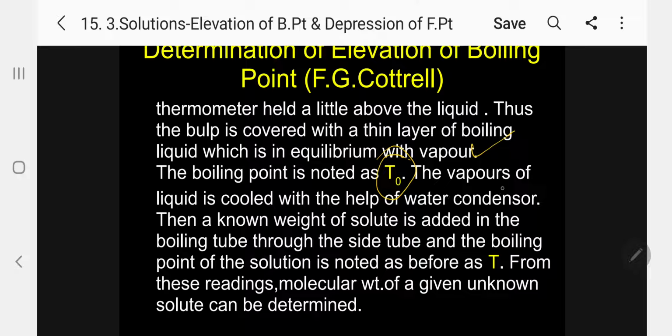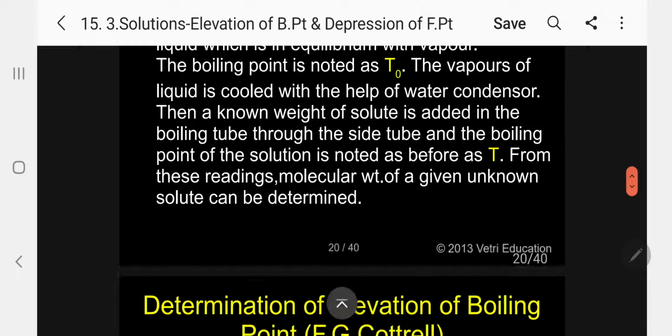Then the vapors of the liquid are cooled with the help of a water condenser. Then a known weight of solute, say W gram, is added in the boiling tube through the side tube. And the boiling point of the solution is noted as before, as T. So T0 is the boiling point of the pure solvent, and T is the boiling point of the solution, measured at the same atmospheric pressure. From these two readings, the molecular weight of the given unknown solute can be determined as follows. Can you follow?